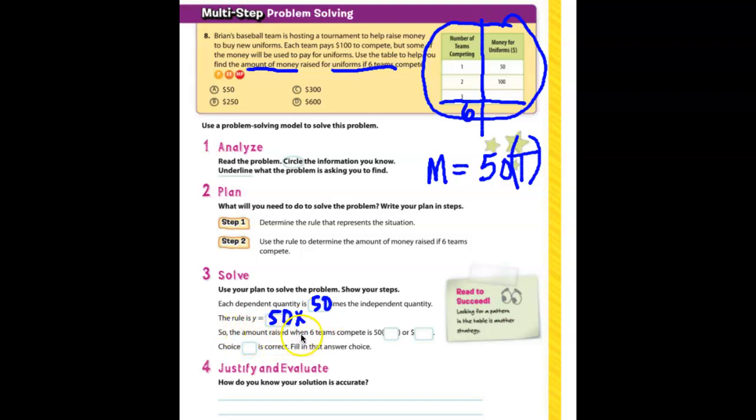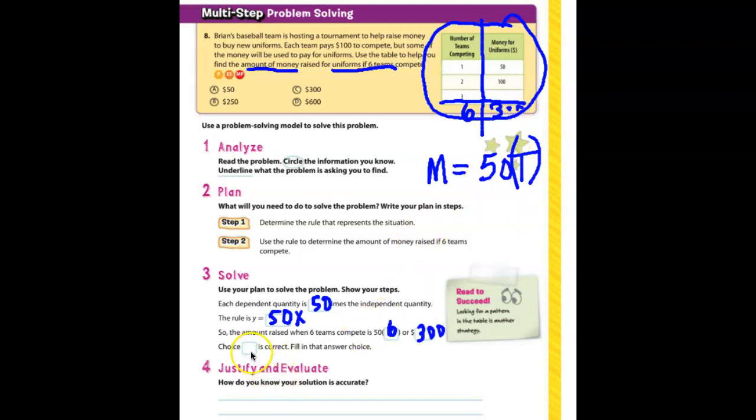So the amount of money for 6 teams is going to be 50 times 6. And how much would that be? What is 50 times 6? Answer that for me, please. All right, very good. That answer is 300. So up here in the table, that's going to be 300.